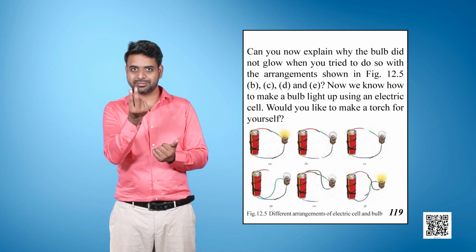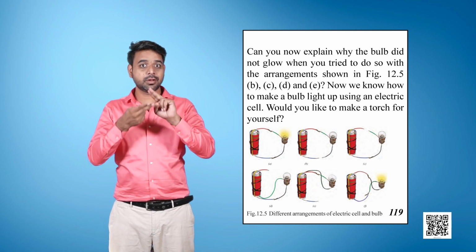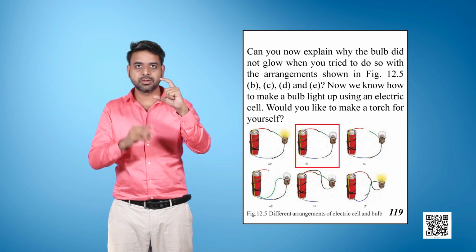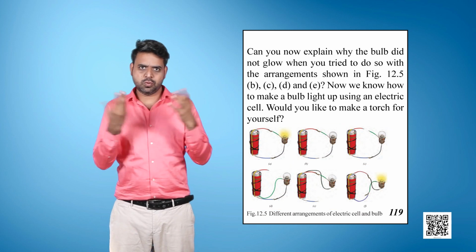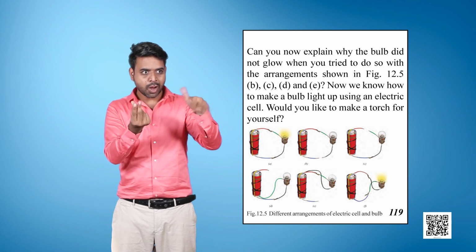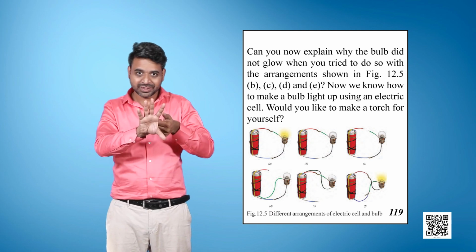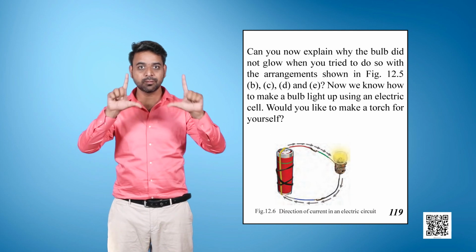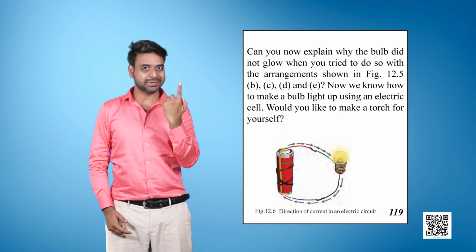Can you now explain why the bulb did not glow when you tried to do so with the arrangements shown in figure 12.5b, c, d and e? Now we know how to make a bulb light up using an electric cell. Would you like to make a torch for yourself? Figure 12.6 shows direction of current in an electric circuit.